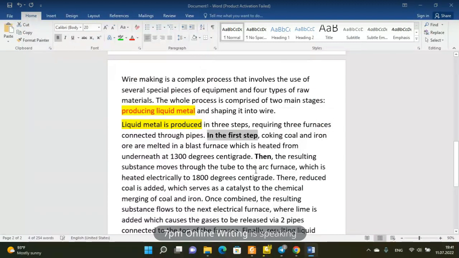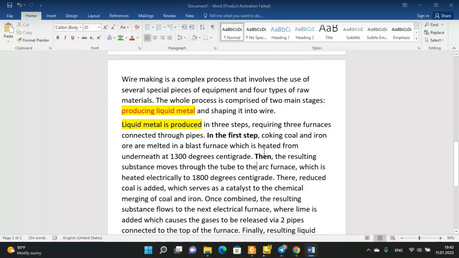Okay, so then the resulting substance moves through the tube to the arc furnace, which is heated electrically. So that's also very good to point out that you understood that this was heated electrically, to 1800 degrees centigrade. And one thing to mention here, I'm saying here the resulting substance, right? So it's usually a good idea to use participle 1 or participle 2 to refer back to previous stages, right?